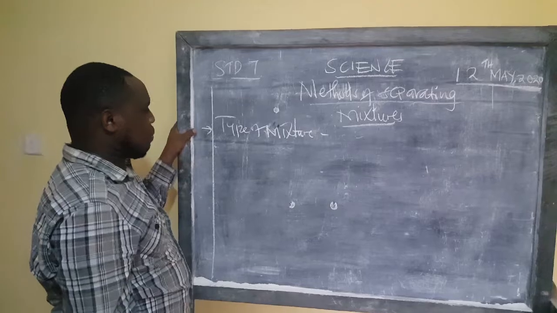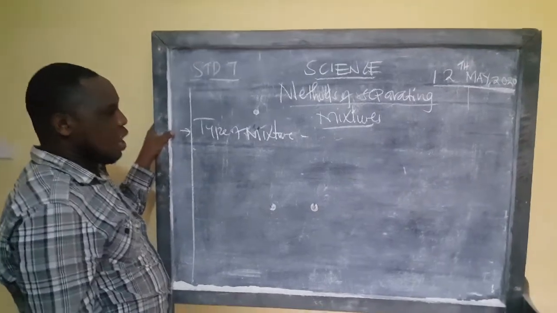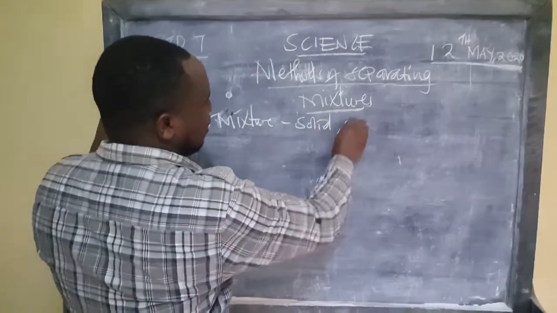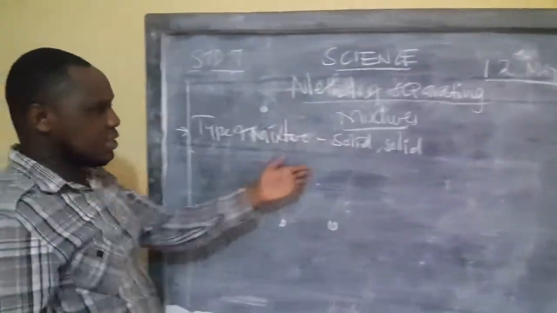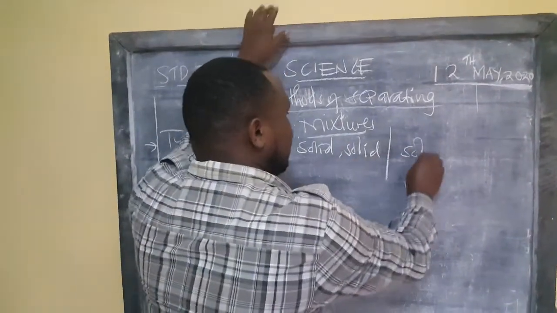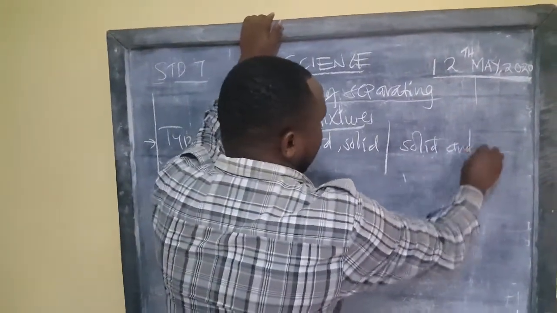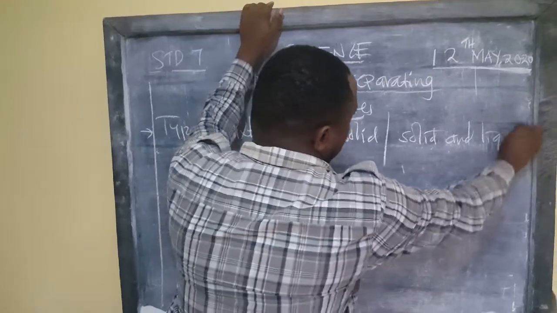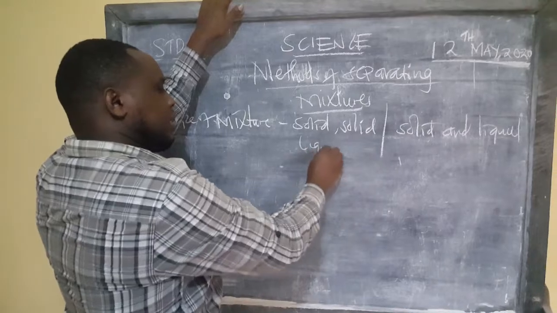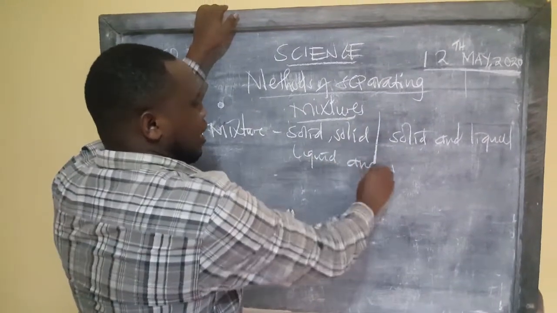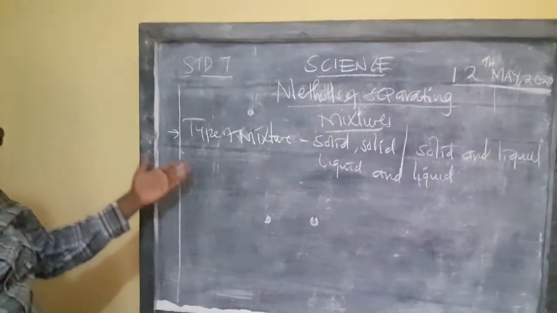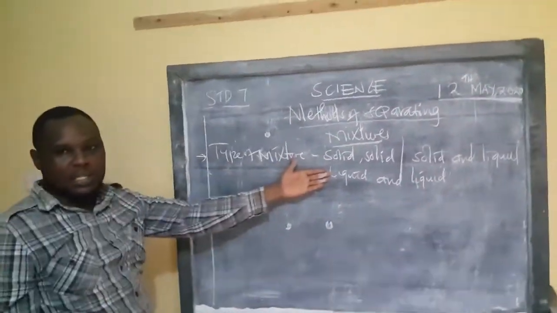When I talk about the type of mixture, we are going to say whether it is a mixture of solid and solid, or a mixture of solid and liquid. We will also talk about a mixture of liquid and liquid. So when we talk about type of mixture, we are going to write this.